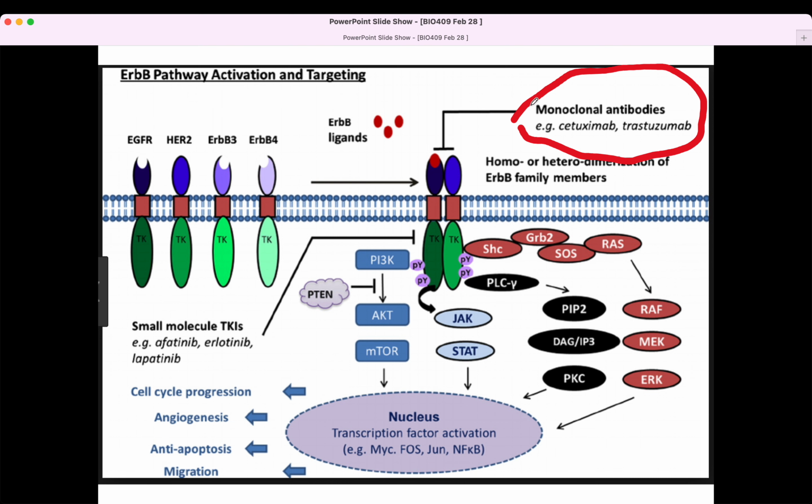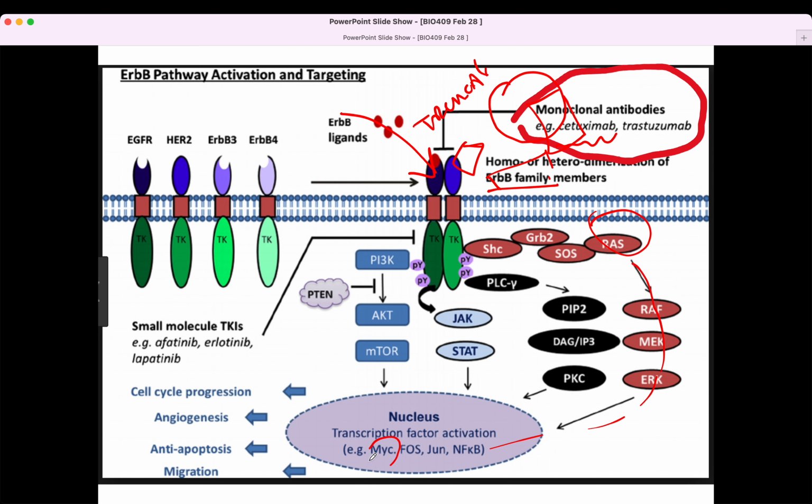Scientists at companies have developed antibodies that will stick to the ERB-B receptor and block it, whether it's the normal receptor or the truncated receptor. These antibodies will bind to it and block it. So these antibodies are a chemotherapy. One of them is called cetuximab, and that's the one we'll learn about. Okay, there's RAS, RAF, MEK, like that, right?